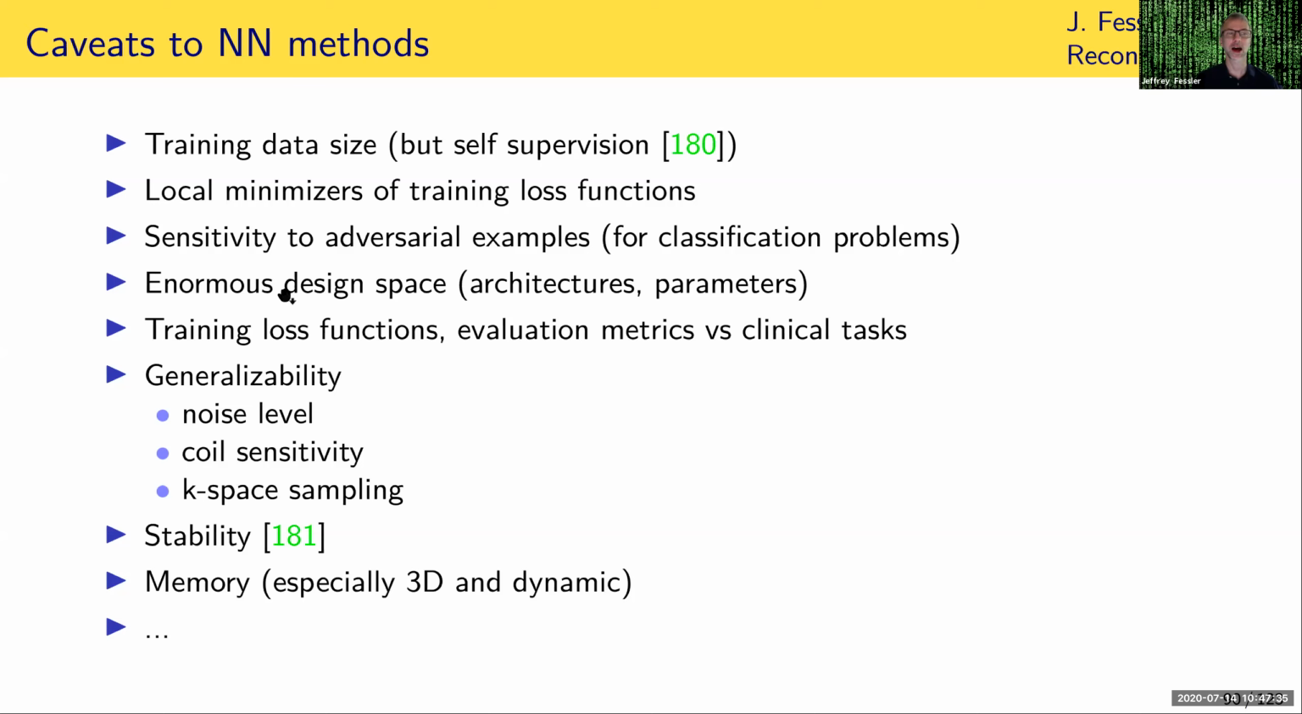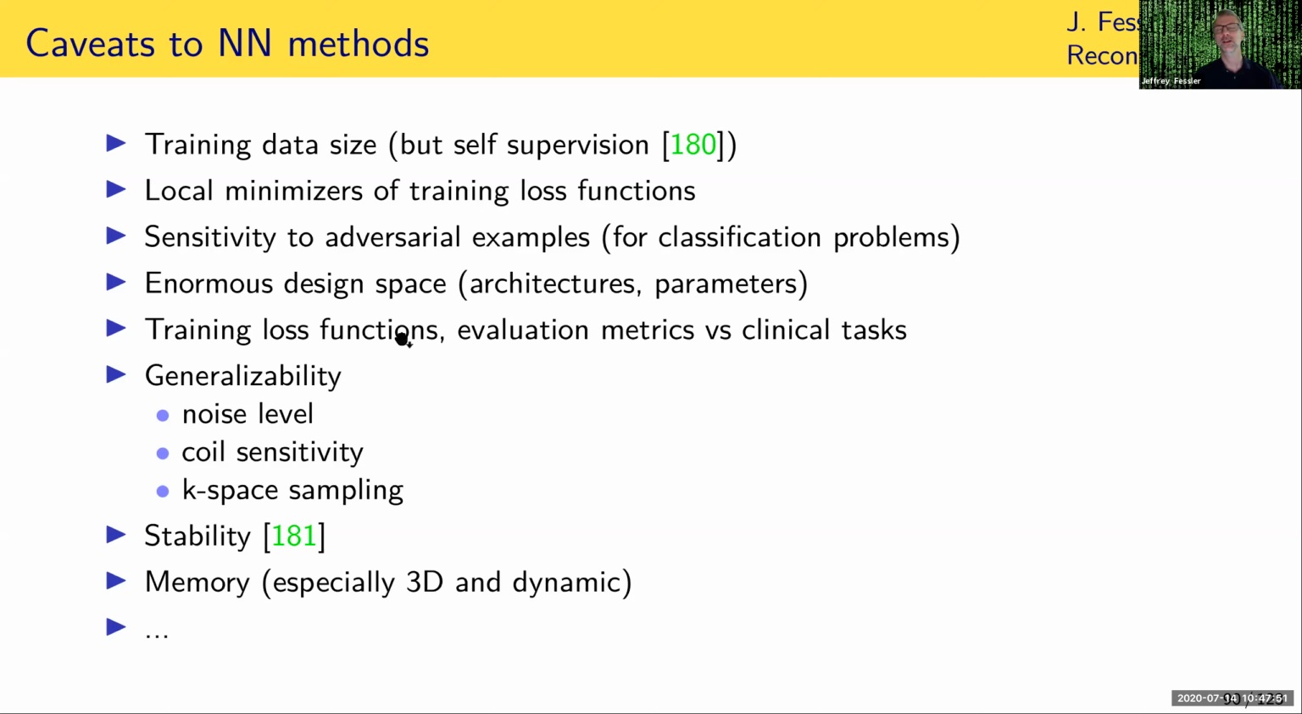And so on. There's a lot of choices to make. It used to be in the early days of regularization, everybody would ask, how did you choose your regularization parameter? And that was just a single parameter. Now you have zillions of choices to make in terms of architectures and parameters when you design a neural network.